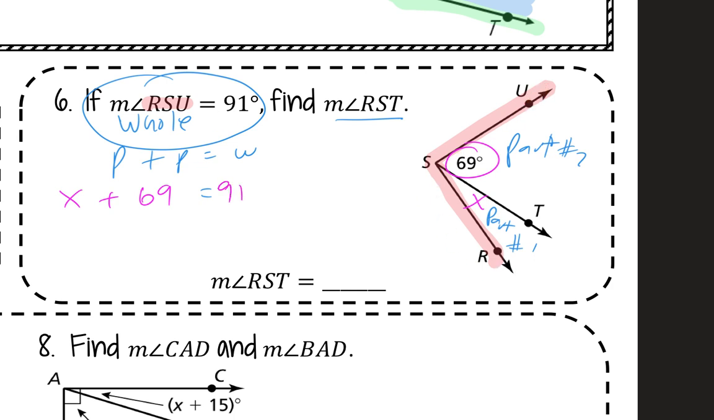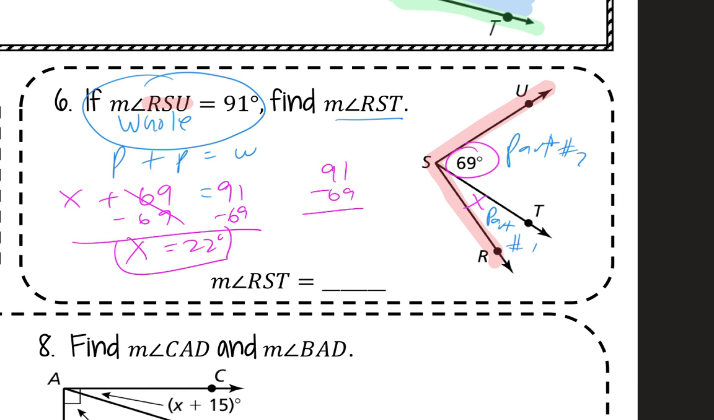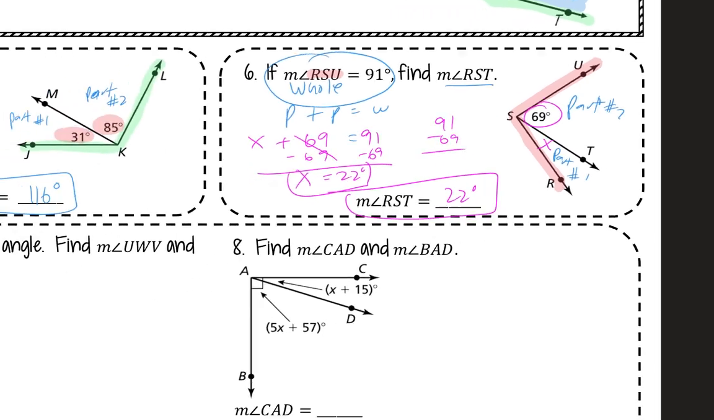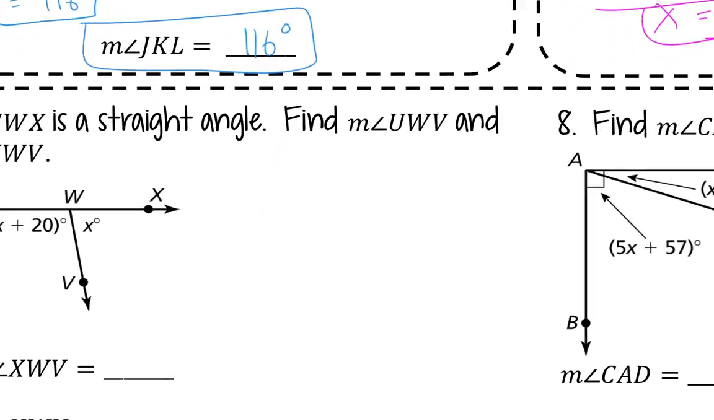So we're just going to subtract 69 from both sides, right? So that means 69 cancels out. X is going to be equal to 22 degrees. Okay, so we can just think 91 minus 69 gives us the answer of 22 degrees. All right, so we're just going to remember part plus part equals our whole amount. Okay, so now let's step it up.